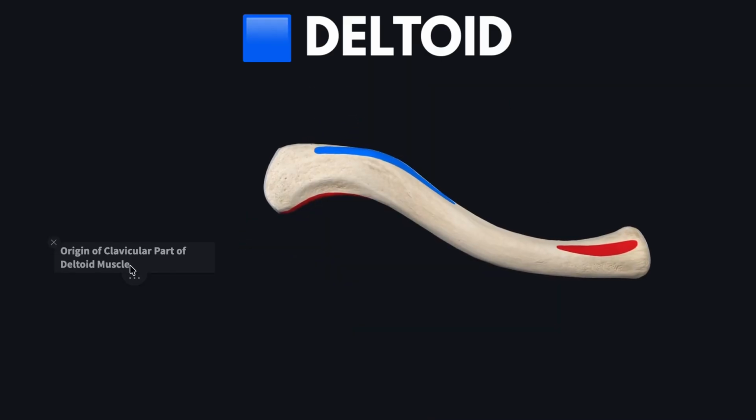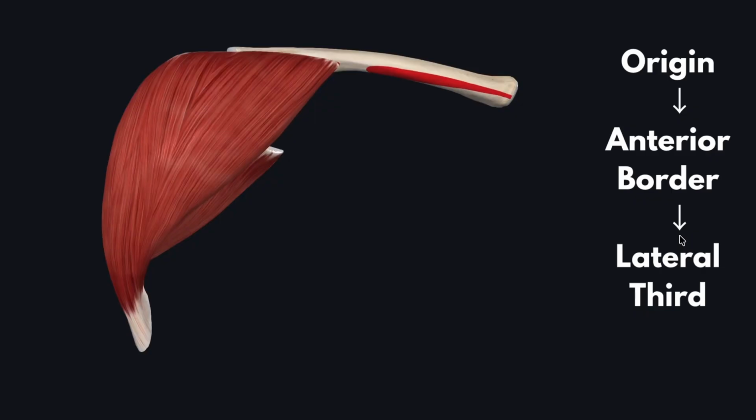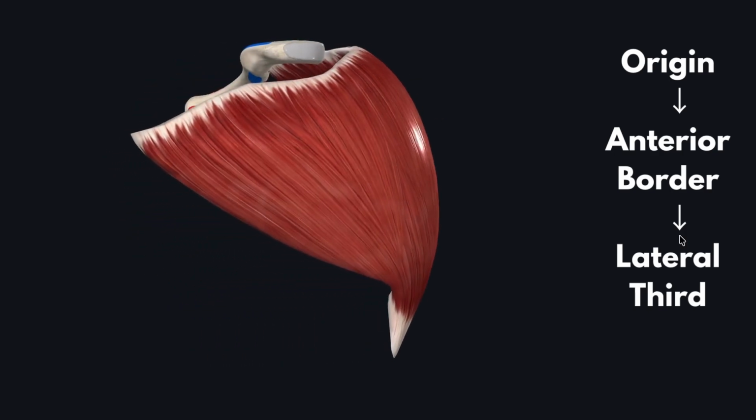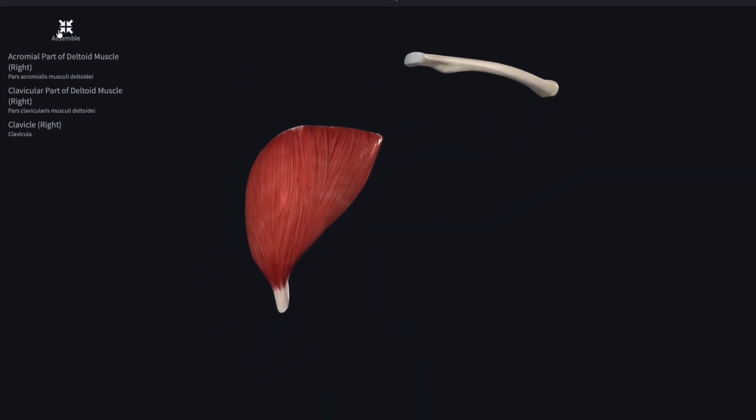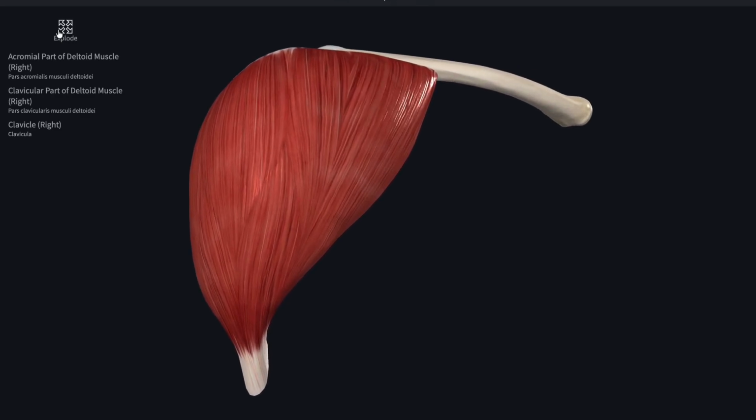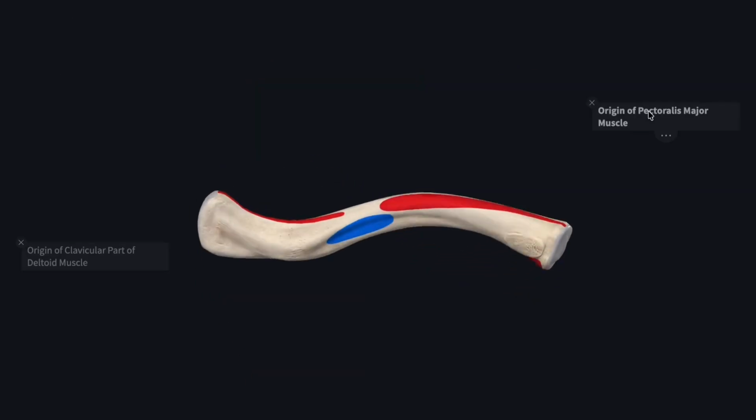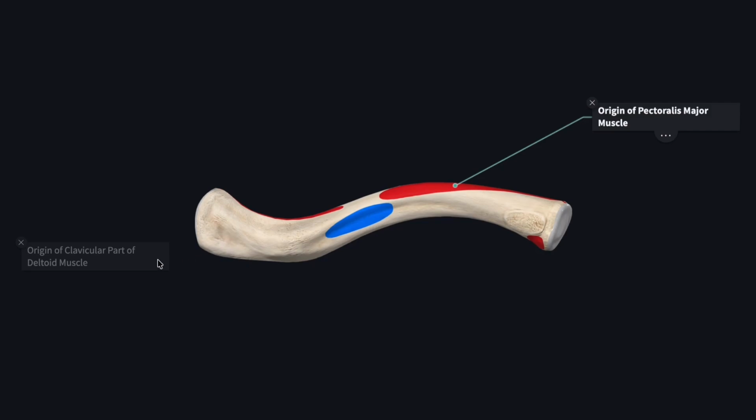Next is the deltoid muscle on the anterior side. It originates from the anterior border of the lateral third of the clavicle. This forms the clavicular part of the deltoid muscle on the clavicle. Two attachments down. Now let's turn the clavicle around.